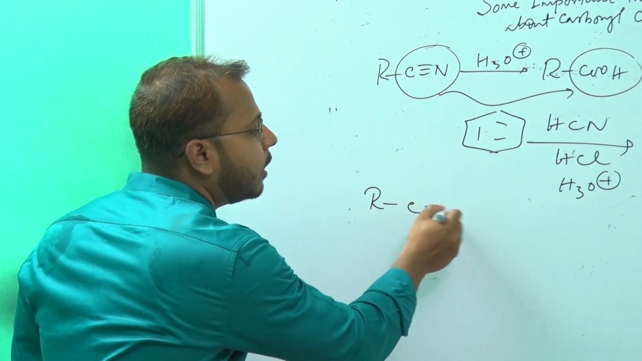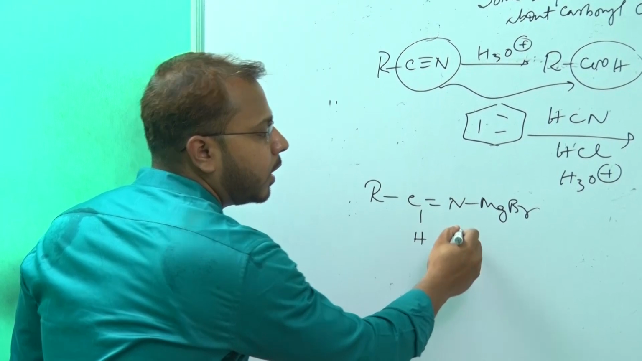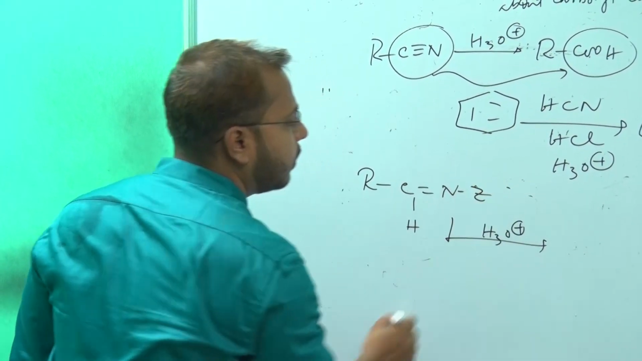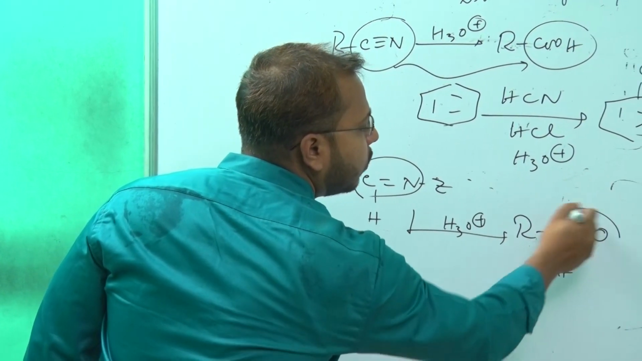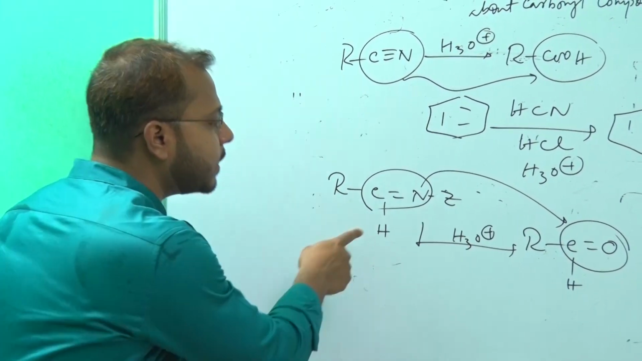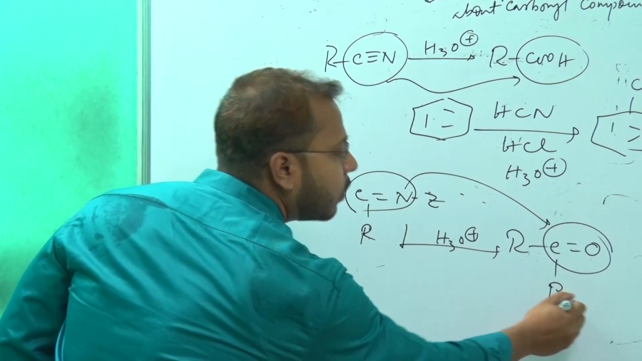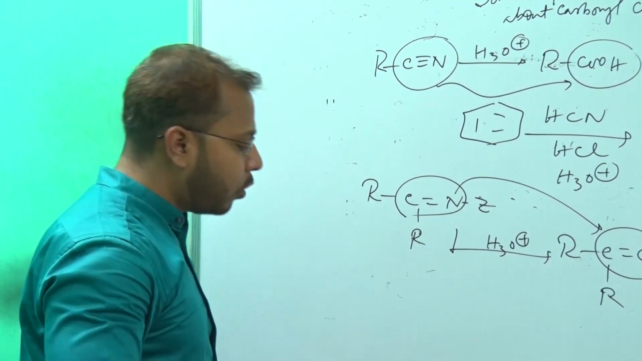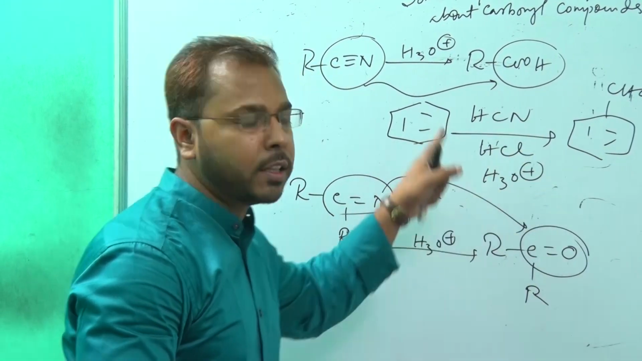And if C double bond N is there, suppose NMgBr, or you can apply any group, then this C double bond N part will be converted to C double bond O part. Okay. So if it is H, then you will get an aldehyde. If it is R, you will get what? Ketone. Okay. So now I am going to discuss this mechanism, how benzene to benzaldehyde is formed by this.